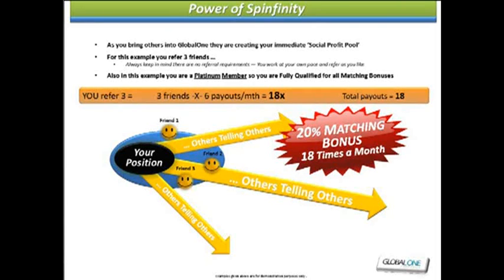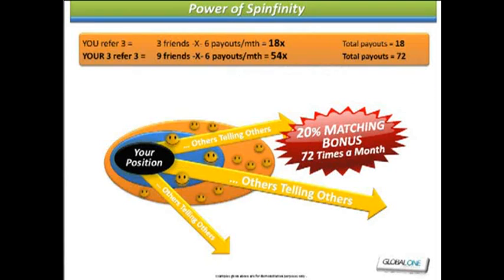I'll show you some math here in a second. You're going to be blown away by this. So we're going to start simple here. You brought 3 friends in. That means you're going to get paid 6 times a month, a 20% matching bonus on them. That means you're getting 18 payouts in 1 month on 3 people. Pretty simple math.